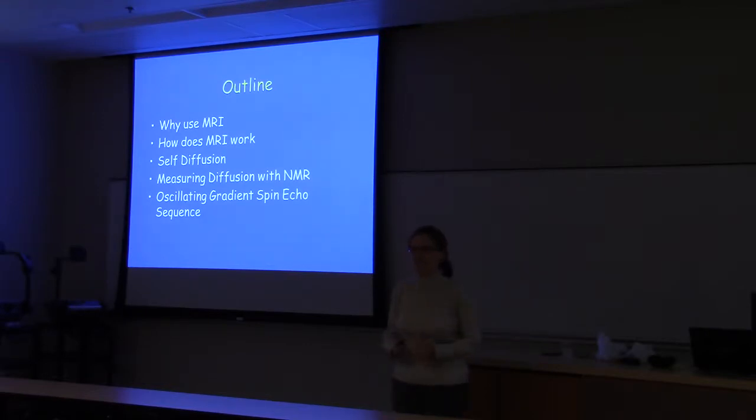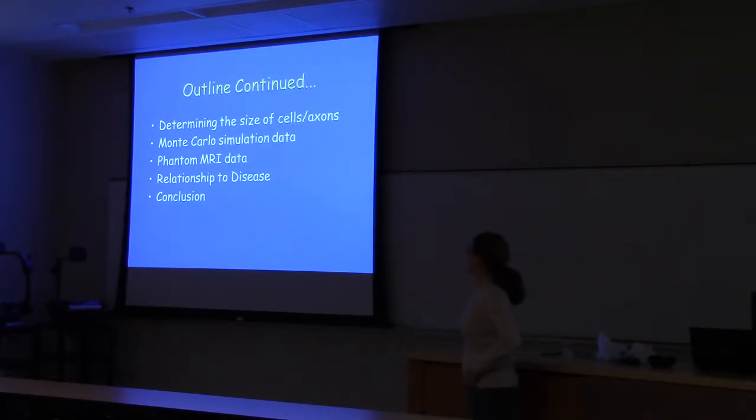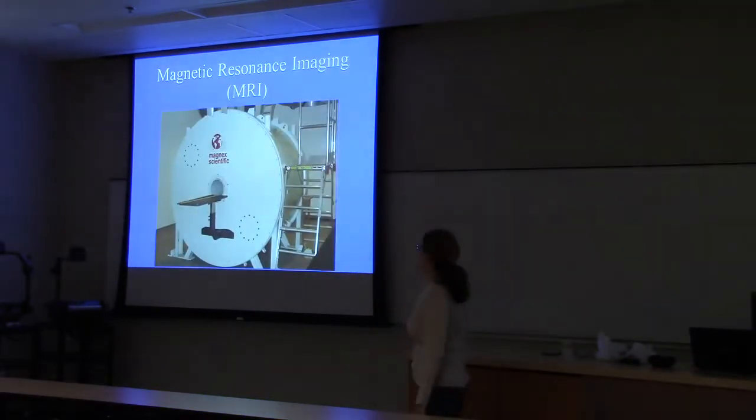We're going to get down to less than 1 micron resolution. We're going to be able to see axons and so forth. So that's all using this new oscillating gradient spin echo sequence. And from that, as I said, we're going to show you how we can determine the size of cells and axons, show you some of our preliminary Monte Carlo data and some of our phantom data. And then I'll go through the relationship to the diseases in our mouse models and the conclusion.